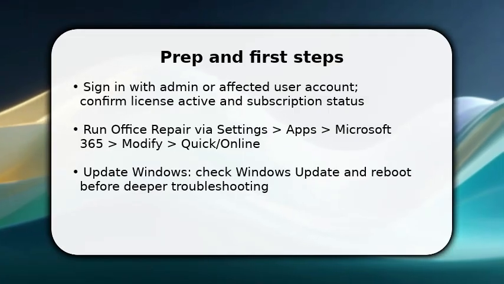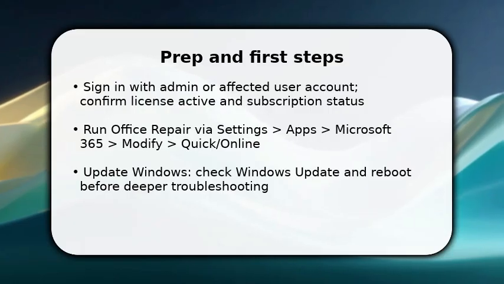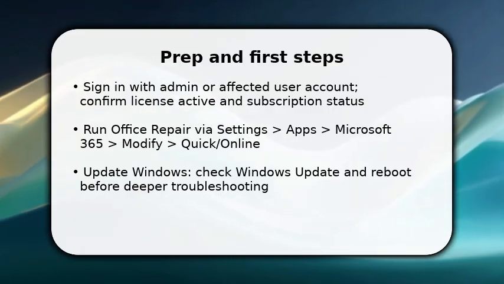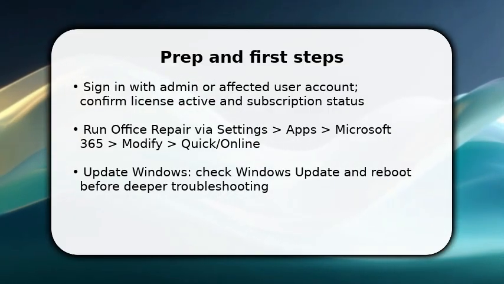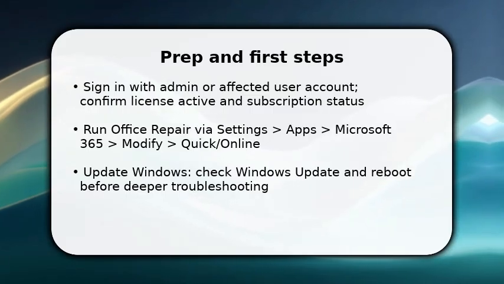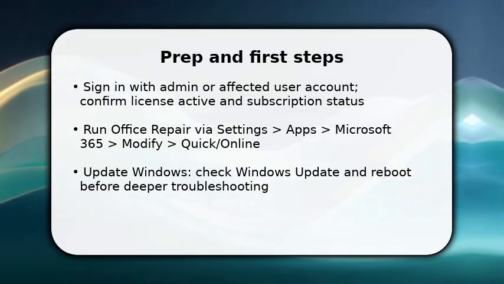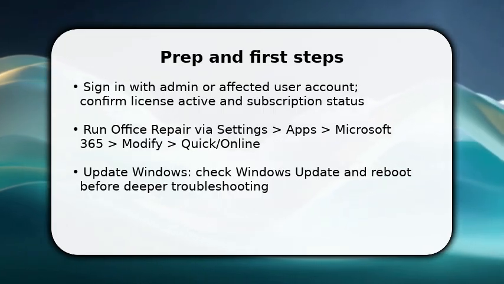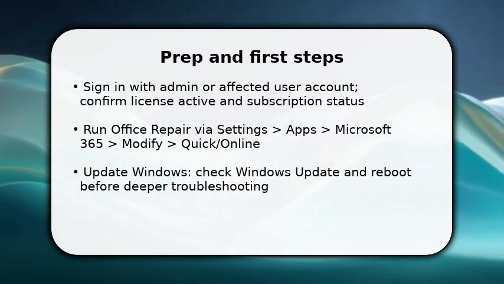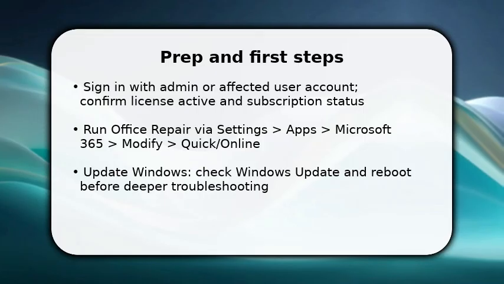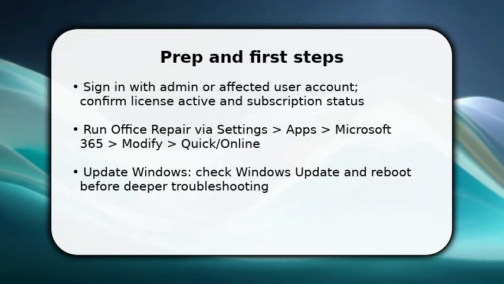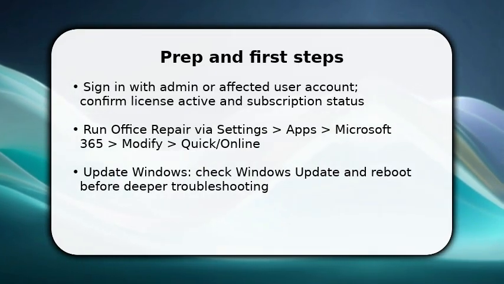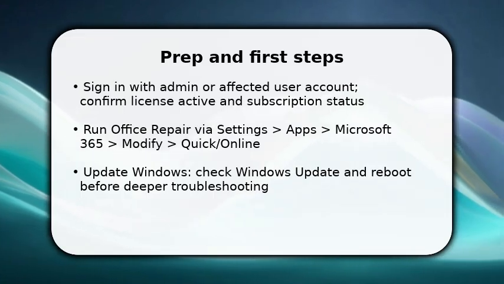You start by confirming the basics quickly. Sign into the affected account and verify the Microsoft 365 license is active, because corrupted licenses or expired subscriptions block services. Once done, open Settings, go to Apps, locate Microsoft 365, and choose Modify to run Quick Repair. If that fails, run Online Repair. Online fixes files and registry entries.